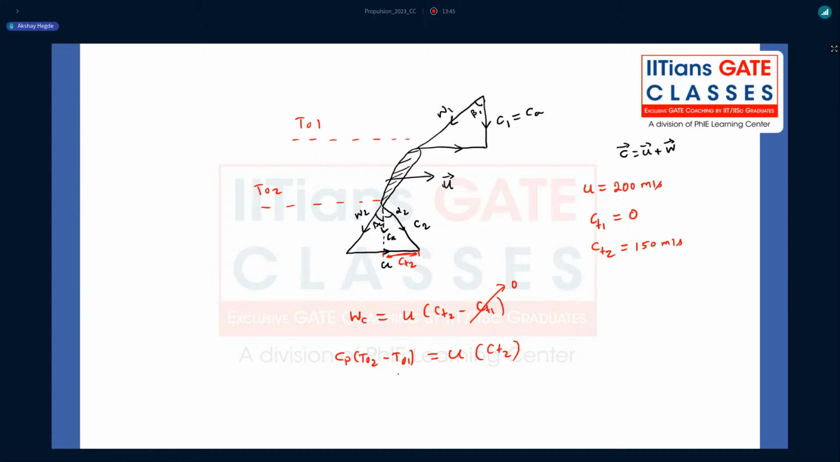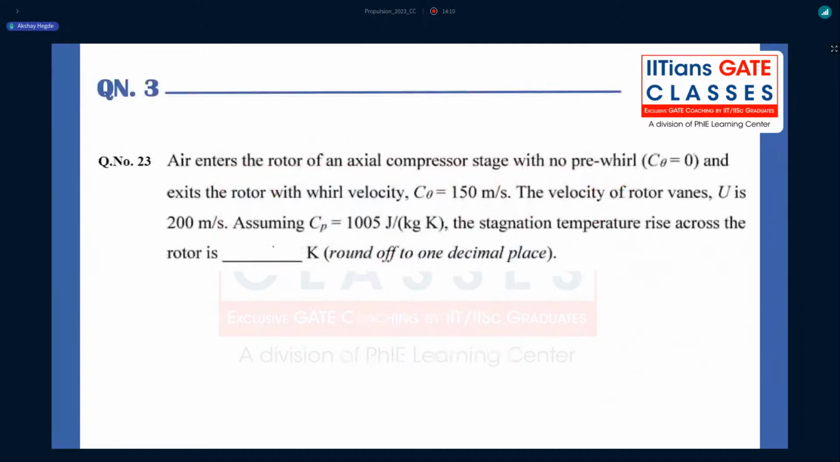So now everything is with you. Just calculate T02 minus T01 equal to U CT2 divided by Cp. So 200, 150, 1005. That should give you the temperature difference in this stage to be 29.9 Kelvin. So go back, round off to one decimal place and just write 29.9 Kelvin. Everybody clear?